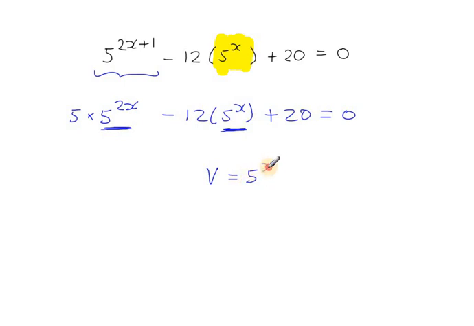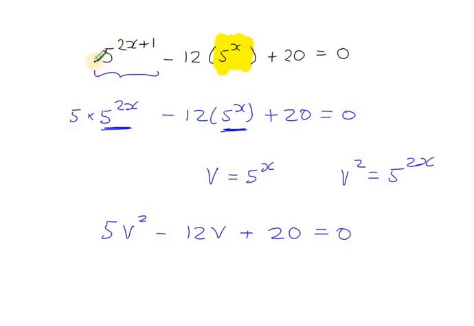So v is equal to 5 to the power of x, and if v squared is 5 to the power of 2x, then I've got 5v squared minus 12v plus 20 equals 0. And the key learning point in this was, what do you do with a term like this? You have to split it and then continue.